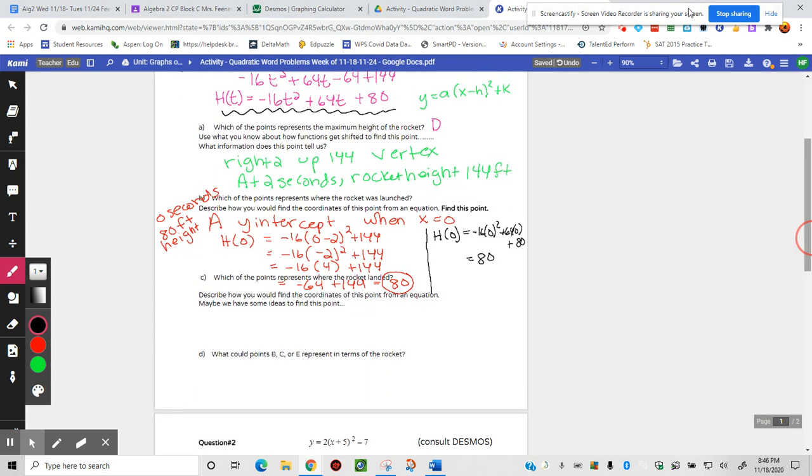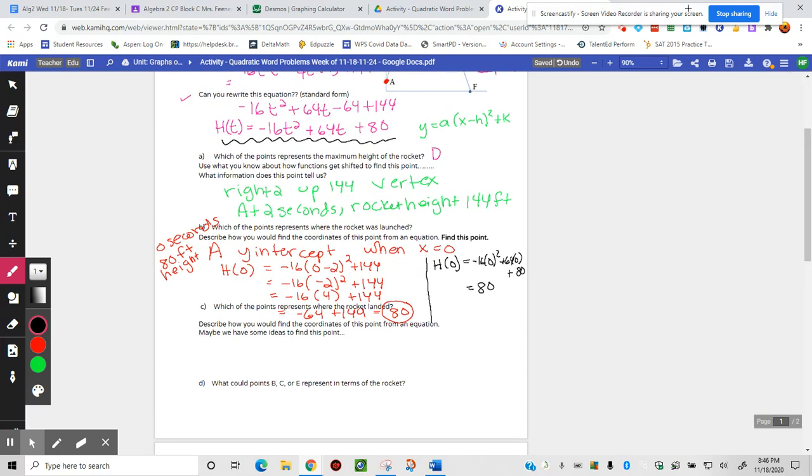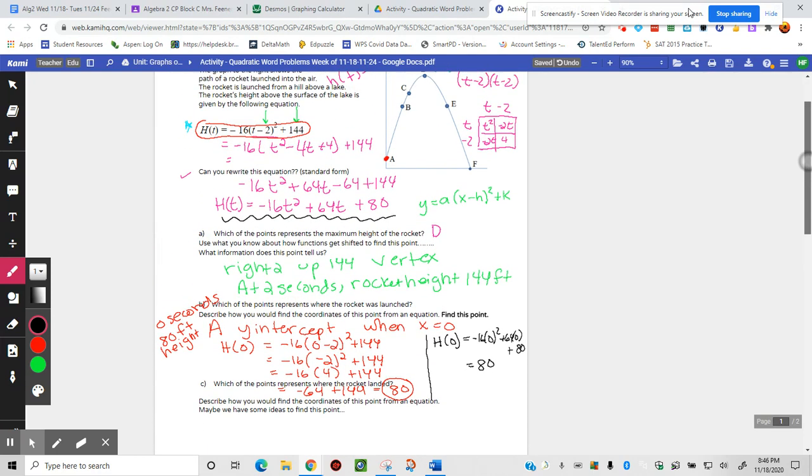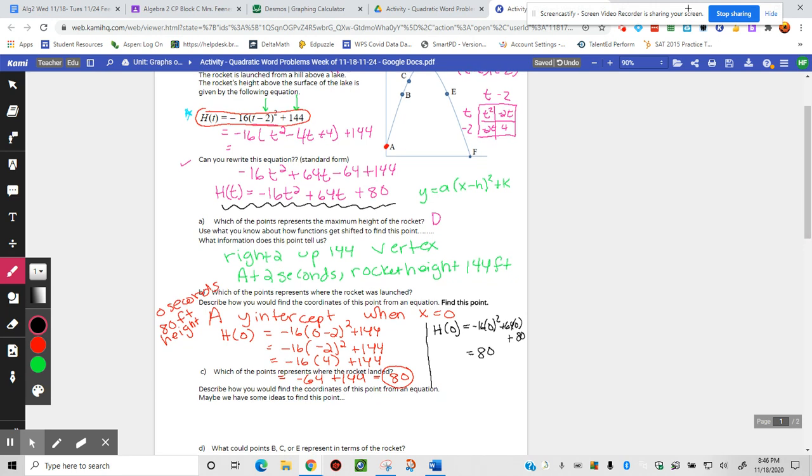Now, we have a couple of other questions here, and it just kind of depends on what you notice, what you remember, what you're thinking. So let's take a look. We're on C right now. Which of these points represents where the rocket landed? Well, hopefully you're looking at F. That's my x-intercept, and it's when y equals 0.